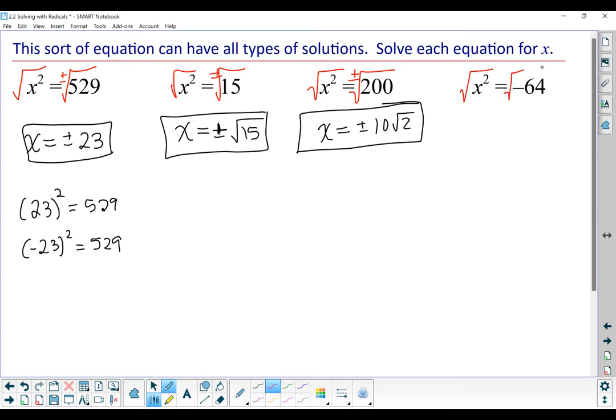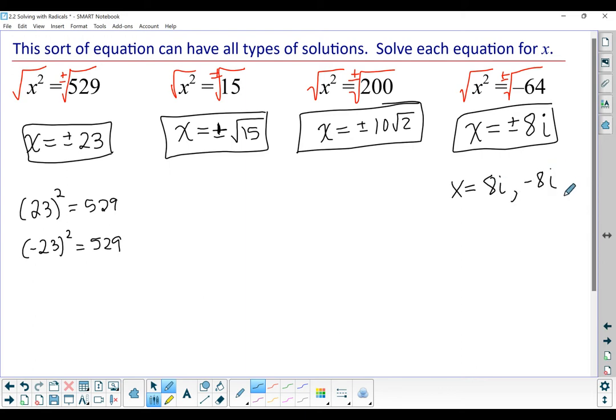This one's going to enter us into our new number system that we learned last time. X is equal to, and if we take the square root of -64, we're going to get an error in our calculator. That's because it's an imaginary answer. So we need an i in our answer. And the square root of 64 is 8. So our answer is positive 8i and negative 8i. So again, this is just shorthand. We have two answers, positive 8i and negative 8i.